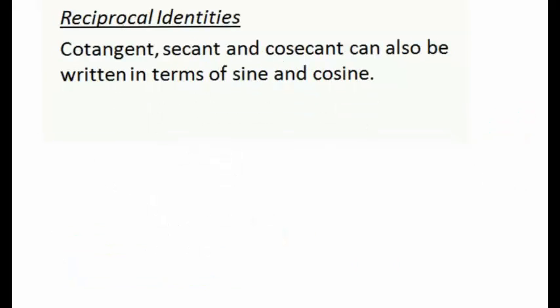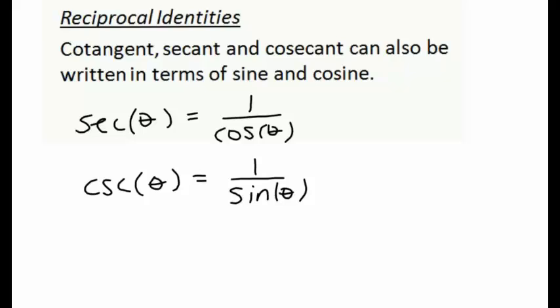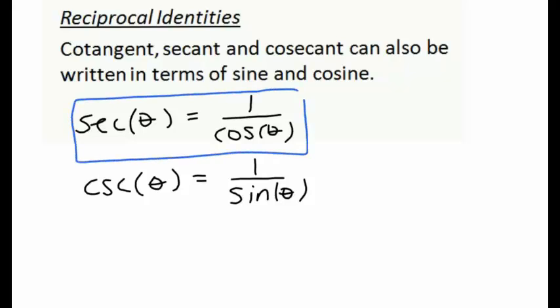Next, let's talk about the three reciprocal functions, cotan, secant, and cosecant. We've already seen how secant and cosecant can be expressed in terms of sine and cosine. We have that the secant function is the reciprocal of the cosine function, so secant theta is equal to 1 over cosine of theta. Similarly, this is true for the cosecant function. Cosecant can be written in terms of sine, 1 over sine of theta.